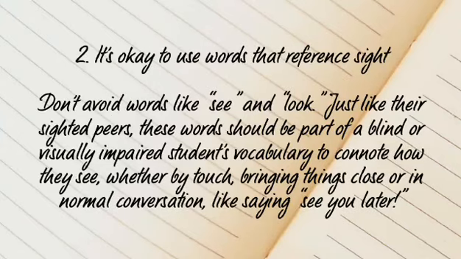2. It's okay to use words that reference sight. Don't avoid words like see and look. Just like their sighted peers, these words should be part of a blind or visually impaired student's vocabulary to connote how they see, whether by touch, bringing things close, or in normal conversation. Like saying "see you later."